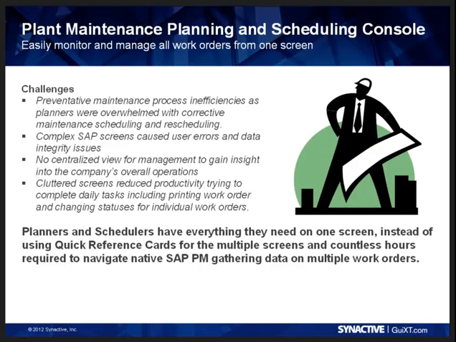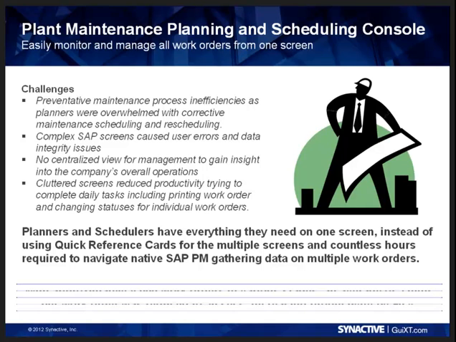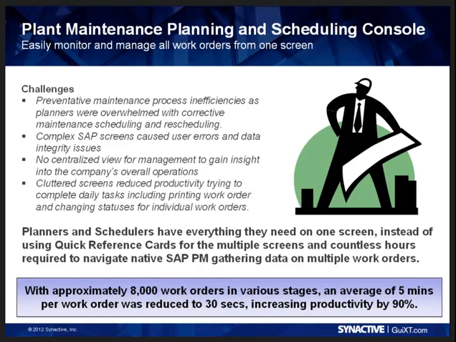So reducing screen time for planner schedule supervisors really helps to maintain their backlog. Plus the ability to change large amounts of data at the press of a button. Instead of repeating the same action over and over, planners and schedulers wanted to make mass changes in one smooth, simple step. So what we found is that some of our customers would use this, which would reduce their time. So here's an example: an average of 5 minutes per work order was reduced to 30 seconds, and then increased productivity by 90%.